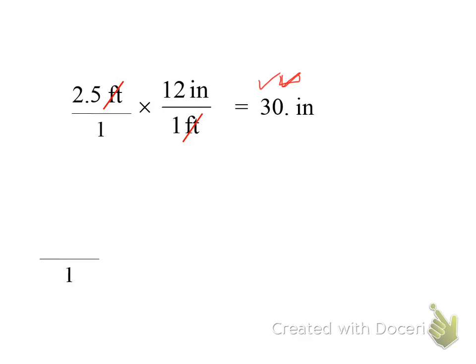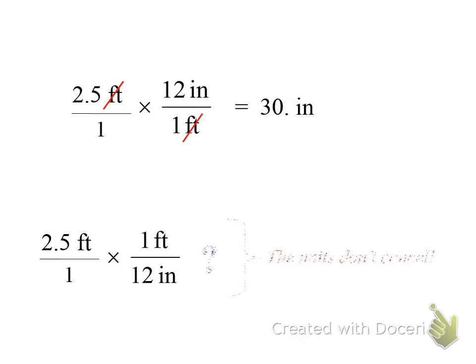That's your first look at using the factor label method. Just for kicks down here at the bottom, what I've done is take the other ratio, and notice that using the other ratio, I get feet squared per inches. So that's where I said that the units let you know if you got it right or not.